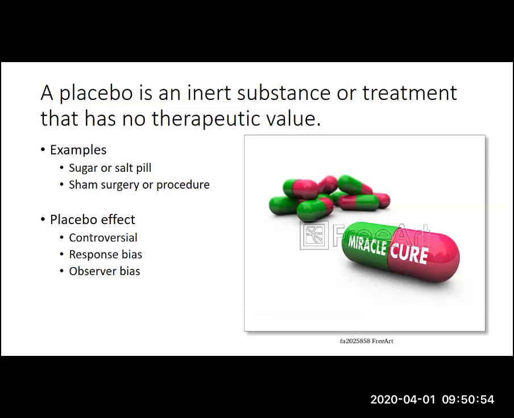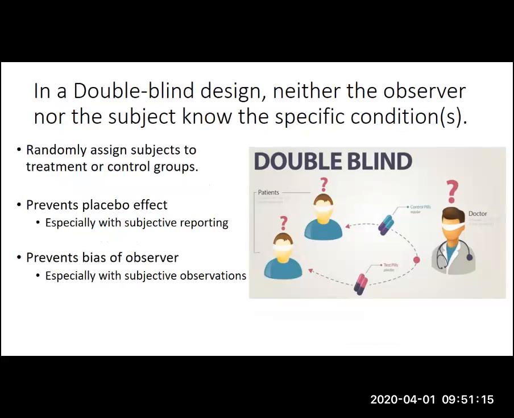If you think about it, you give somebody a sugar pill and say, this is going to make you feel a whole lot better. Chances are they're going to feel a little bit better just from the instance of taking the pill, the sugar pill in this case, and listening to the doctor's instructions that this will make them feel better. So the ideal situation in many experimental settings when you're concerned about bias is to undergo what's referred to as a double-blind design. Now, in a double-blind design, neither the observer nor the subject know the specific conditions that the subject is going to be exposed to.